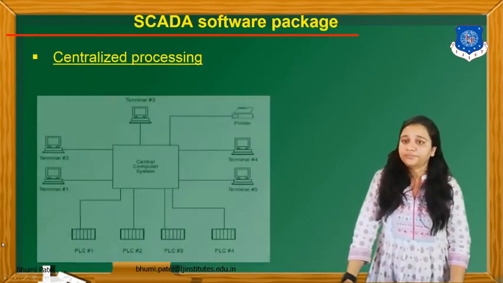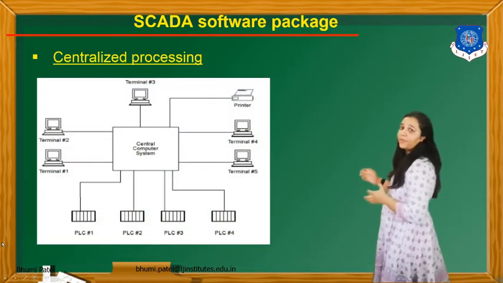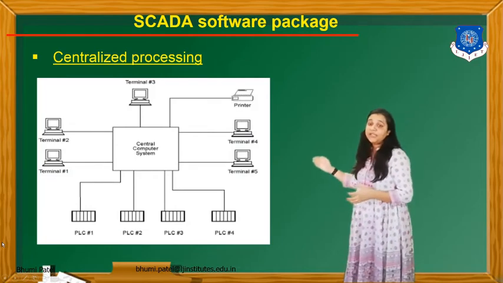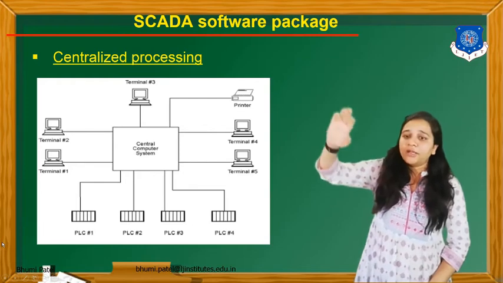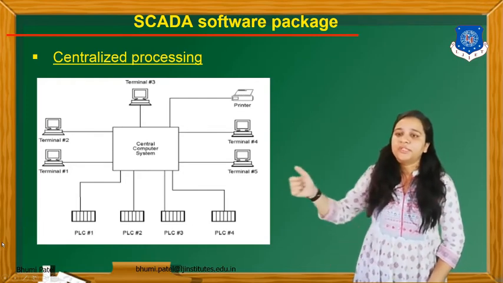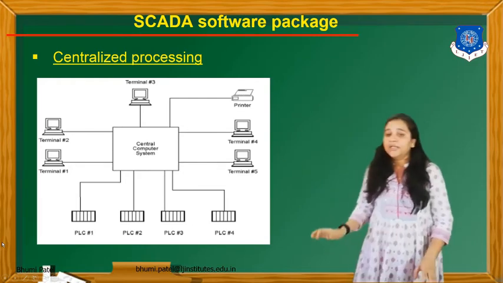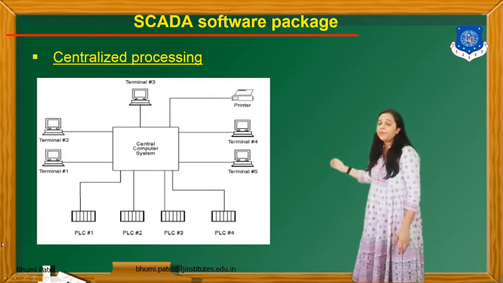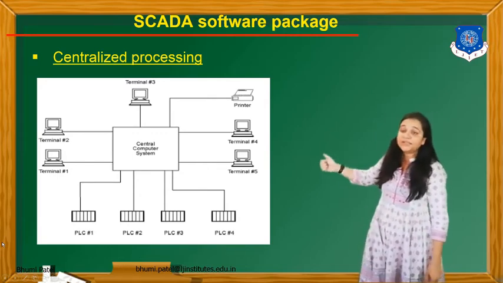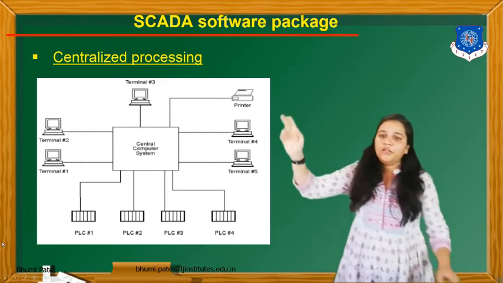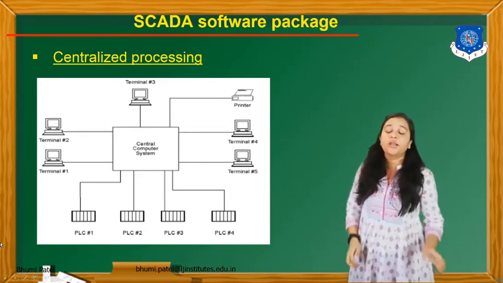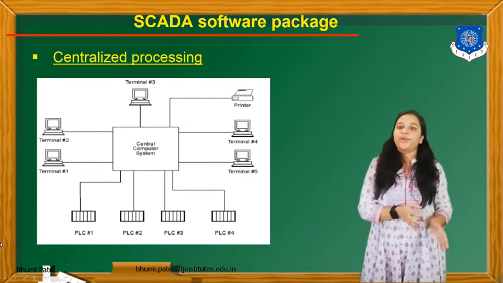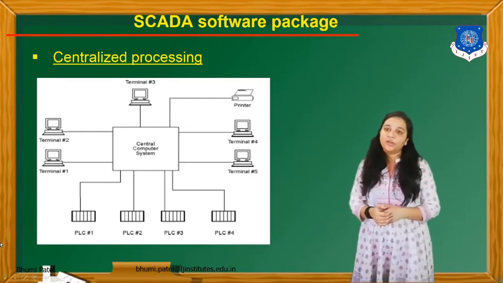So here is the diagram of centralized processing. Here only one master computer is there, and all the units are controlled using this centralized process. Here you can see that we can connect 4 PLCs with this centralized process. We can connect 3 terminals, and also a printer and 2 other terminals. So only one master computer is used for this particular system.